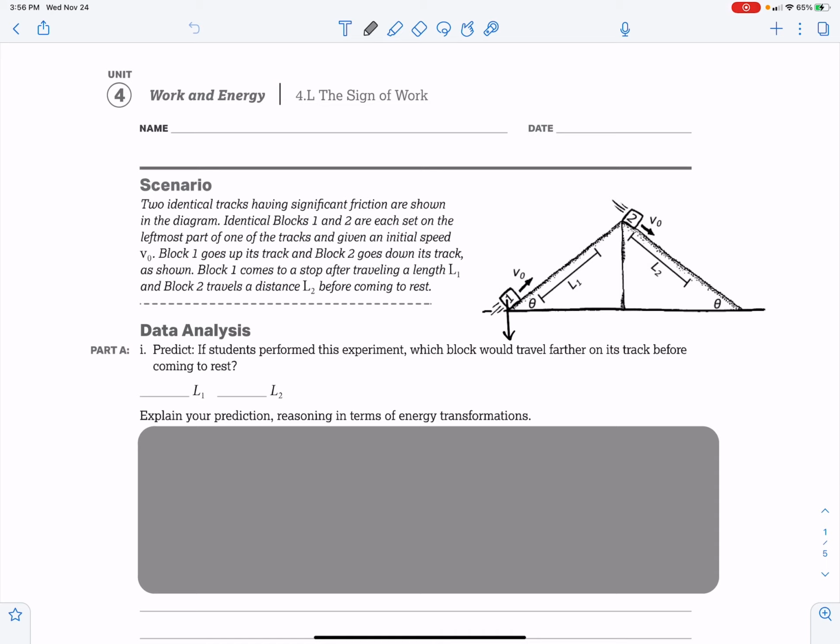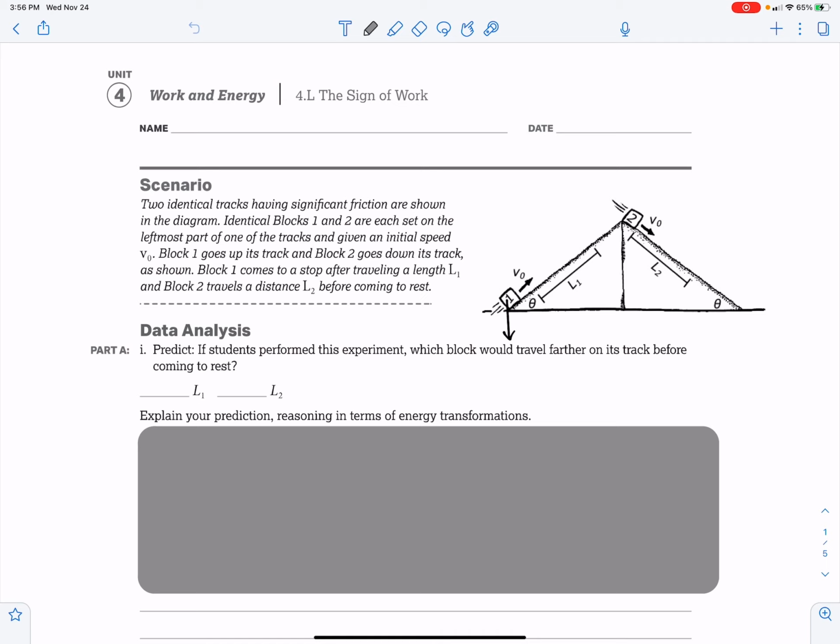Here's the scenario. Two identical tracks having significant friction are shown in the diagram. Identical blocks 1 and 2 are each set on the leftmost part of one of the tracks and given an initial speed v0. Block 1 goes up its track and block 2 goes down its track as shown. Block 1 will come to a stop after traveling length L1, and block 2 will travel distance L2 before coming to a stop.